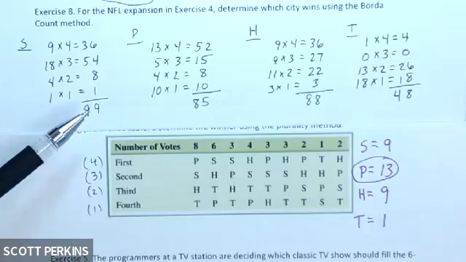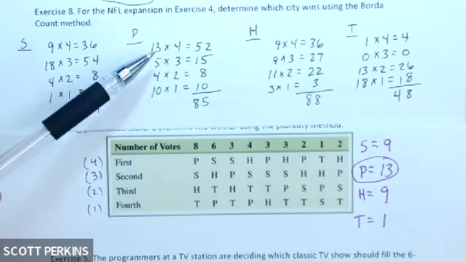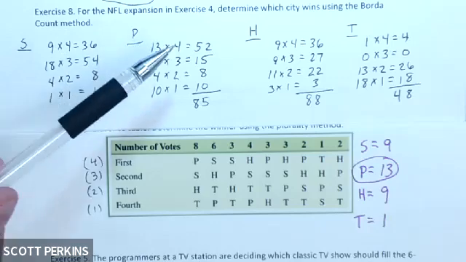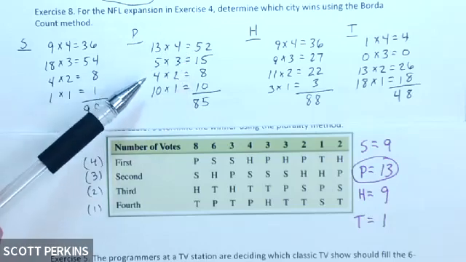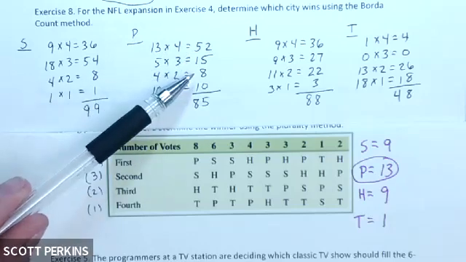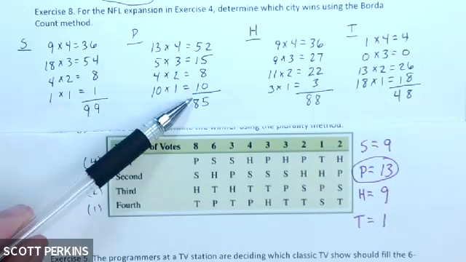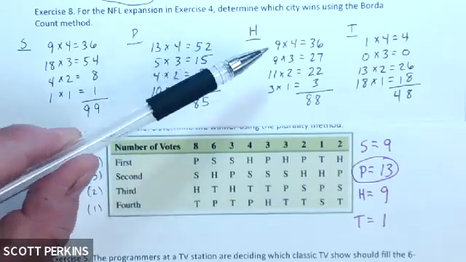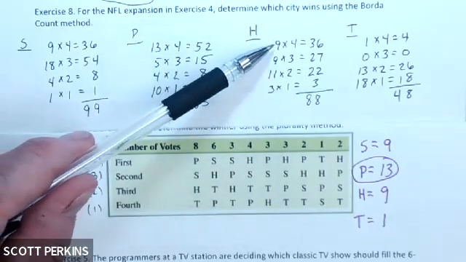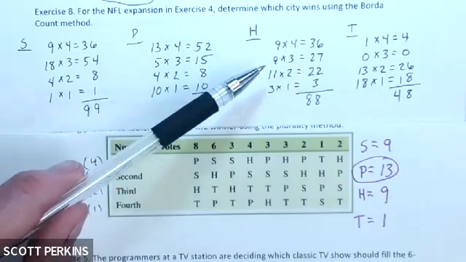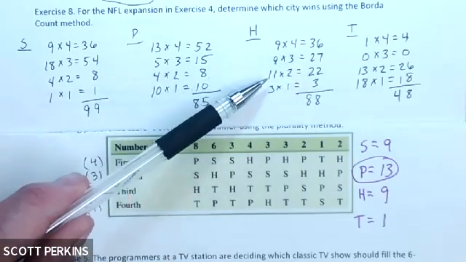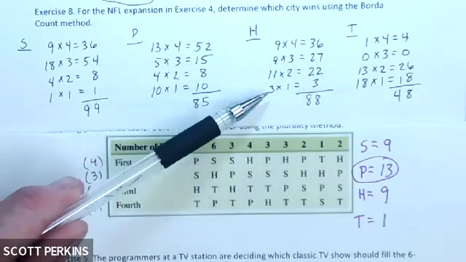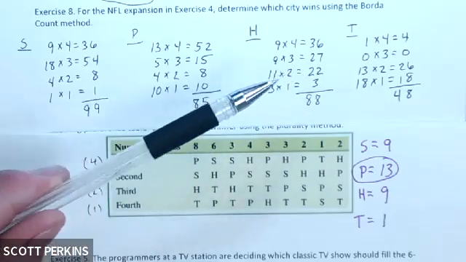I know you're checking. For Portland, they got 13 first place votes for 52 points, 5 second place for 15 points, 4 third place for 8 points, and 10 fourth place for 10 points. Honolulu, 9 first place votes for 36 points, 9 second place votes for 27 points, 11 third place votes for 22, 3 fourth place votes for 3, in total 88.